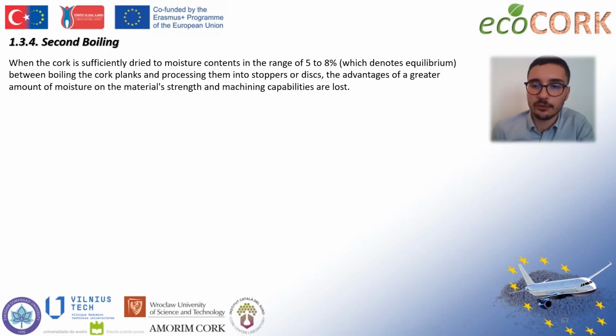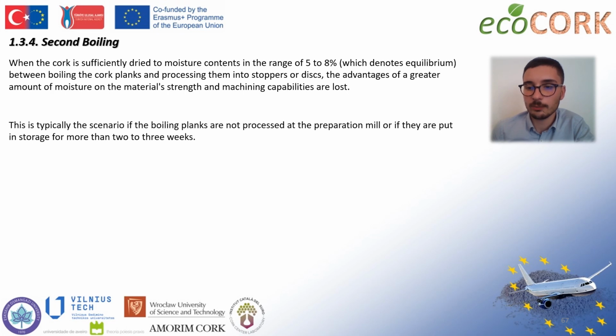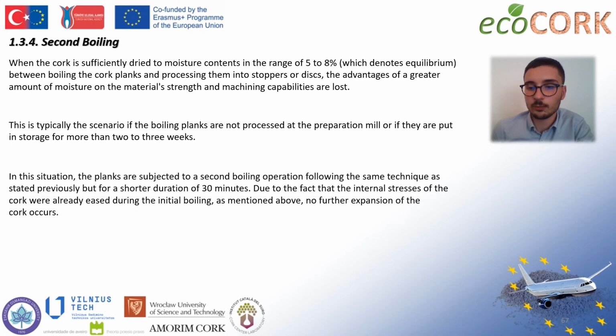When the cork is dried enough to have a moisture content between 5 and 8%, which means equilibrium, between boiling the cork planks and turning them into stoppers or discs, the benefits of having more moisture on the material strength and the ability to be machined are lost. This is usually what happens if the boiled planks are not processed at a preparation mill or if they are stored for more than 2 or 3 weeks. In this case, the planks are put through a second boiling process using the same method as before, but this time for only 30 minutes.